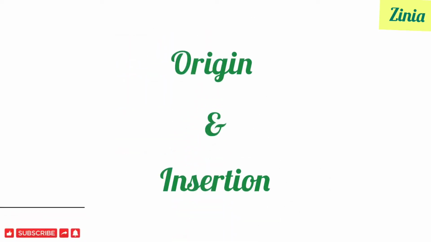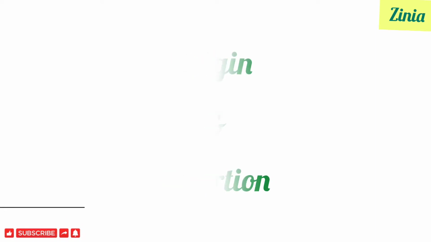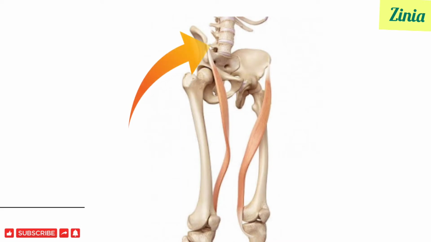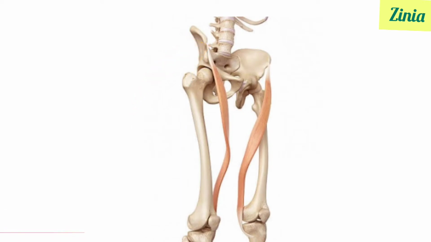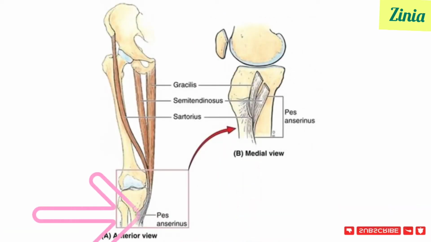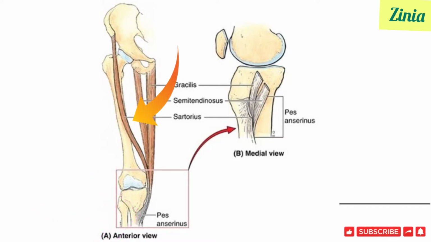Now origin and insertion. Sartorius. Origin: anterior superior iliac spine and upper half of the notch below the spine. Insertion: upper part of the medial surface of the shaft of the tibia in front of the insertions of the gracilis and the semitendinosus.